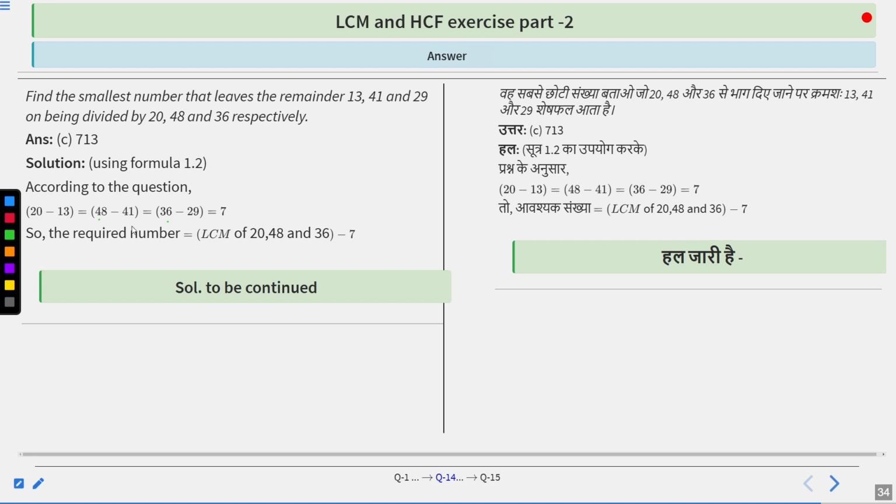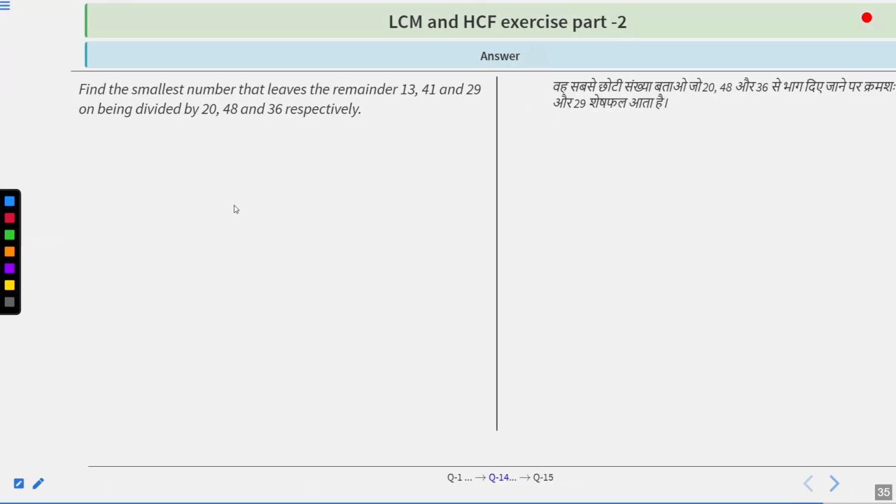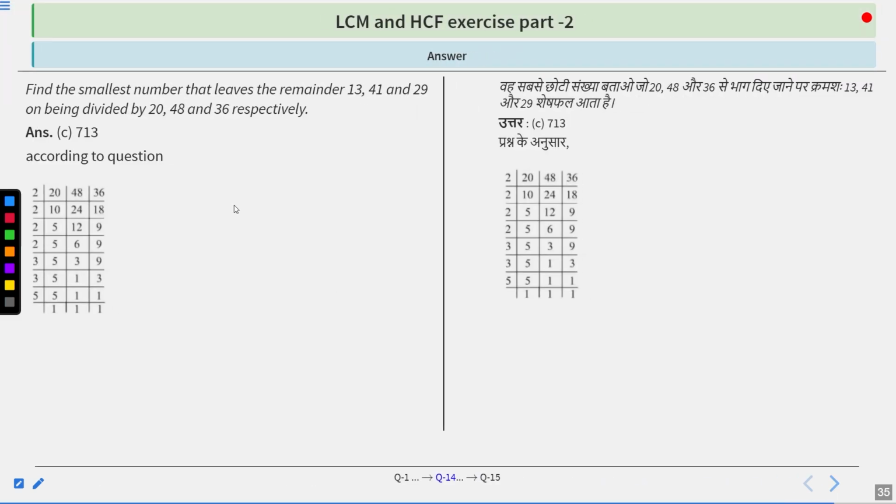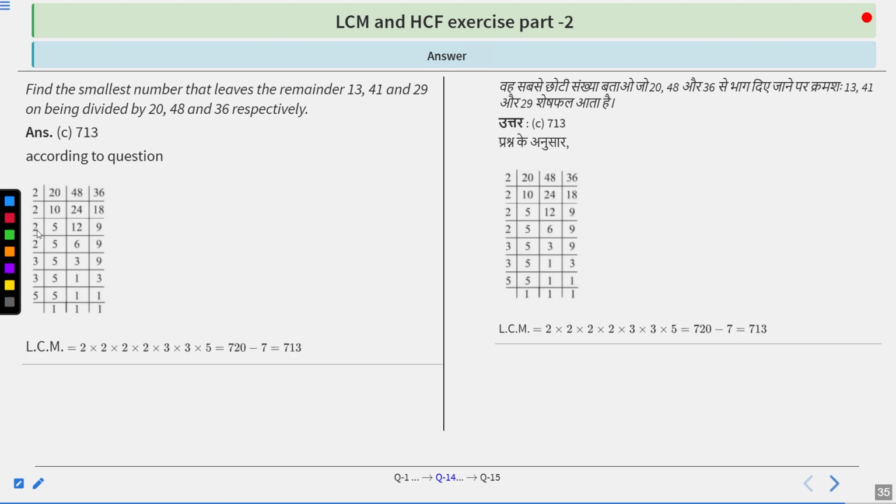So the required number is going to be LCM of 20, 48 and 36 minus difference, that is 7, because formula 1.2 says this. So to find the LCM of 20, 48 and 36, we have used the common division method. So from here the LCM is 2 into 2 into 2 into 2 into 3 into 3 into 5, that is 720. Minus difference was 7 every time. So 720 minus 7 is 713. Option number C is the correct answer.